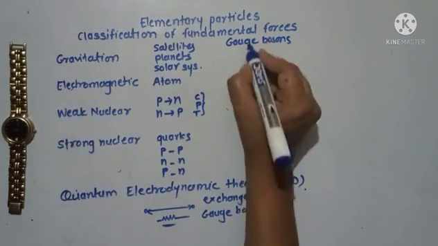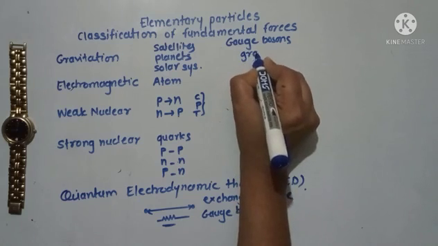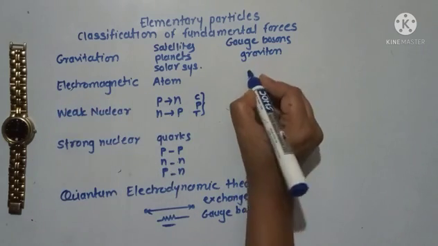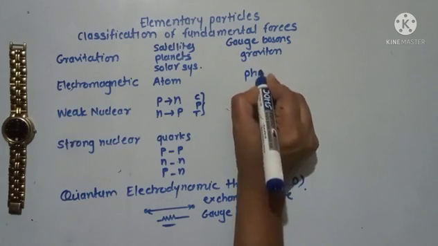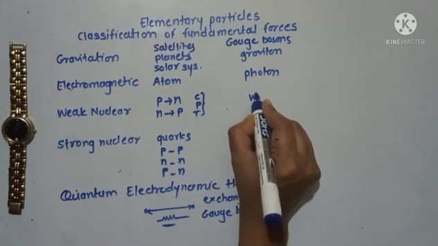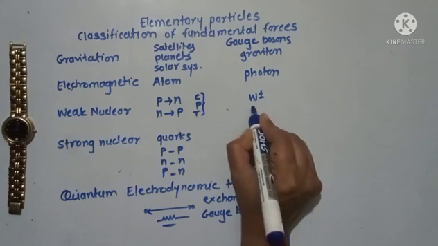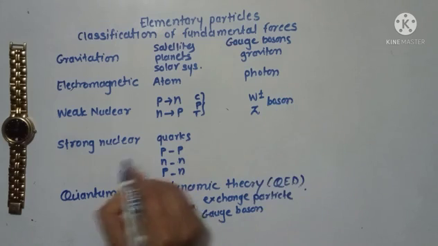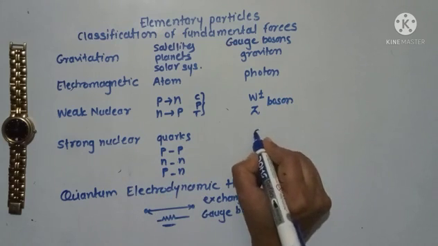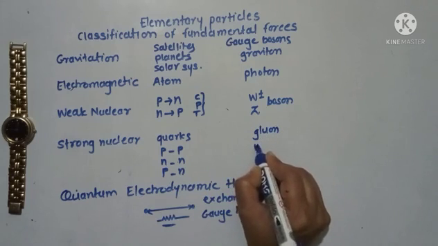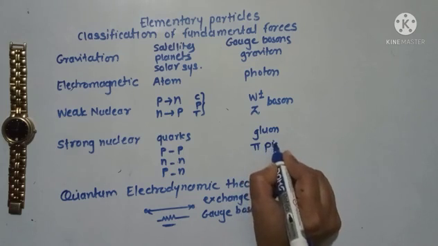Now we are interested in the gauge bosons which are involved in all four types of forces. So the gravitation is due to the graviton. The exchange particle for the electromagnetic force is a photon. For a weak nuclear force, it is the W plus or minus, or the Z boson. And for a strong nuclear force, it is a gluon or pion.